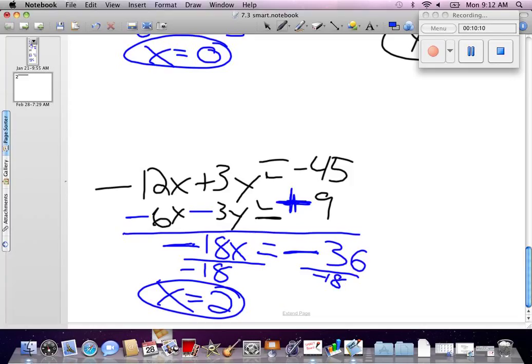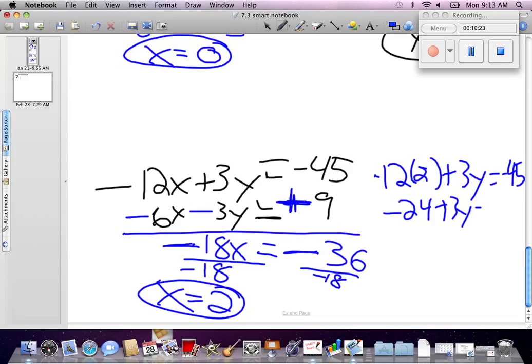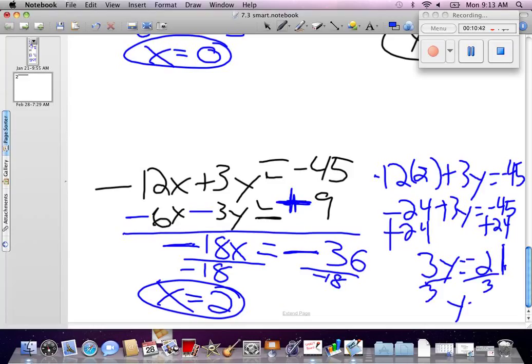Which one do I plug it into? So I'm going to plug it into the top one. Remember, instead of the x, I'm going to put a 2. I get negative 24 plus 3y equals negative 45. I add 24 to both sides. I get 3y equals negative 45 plus 24, which is negative 21. Divide by 3. I get y equals negative 7.